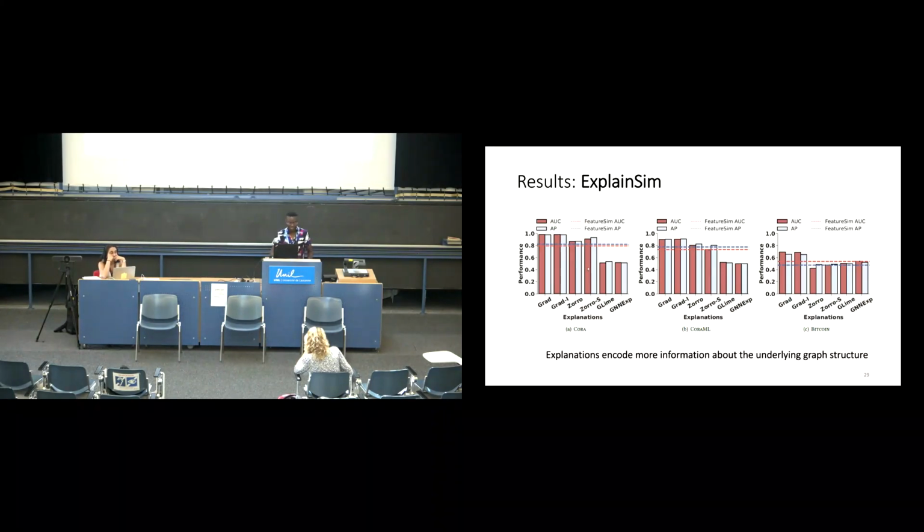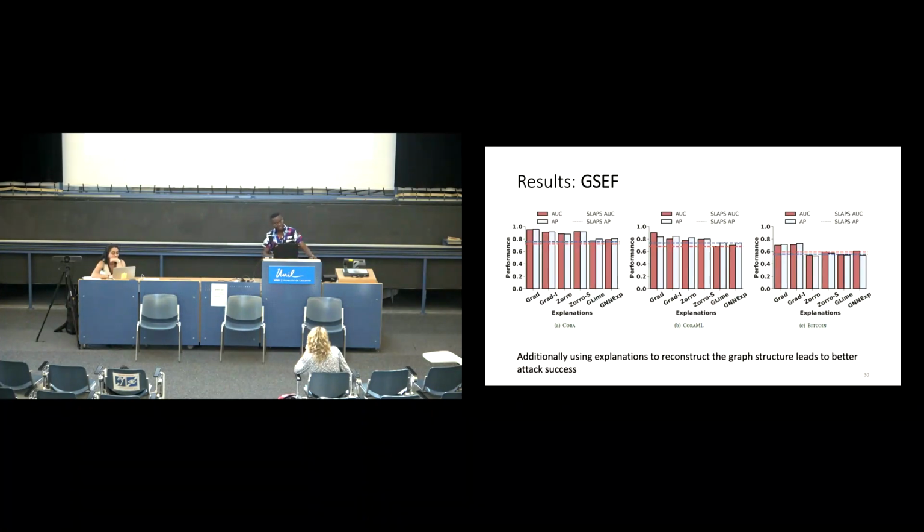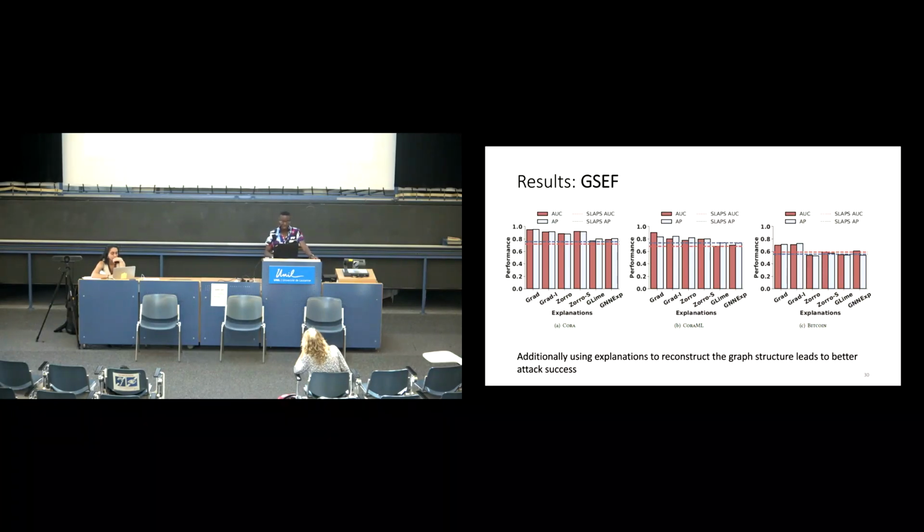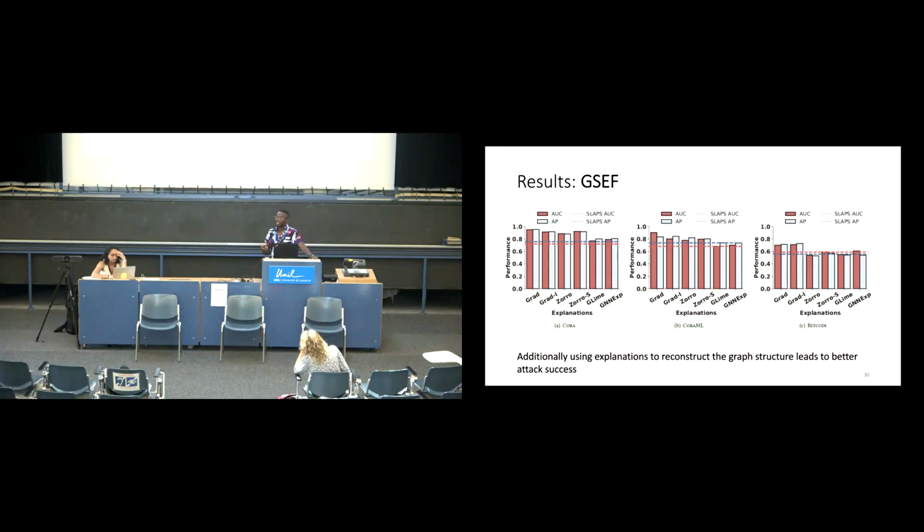All right, and if you can see from this feature similarity, which also uses the distance, we can see that in most cases, at the dashed lines, this explain sim performs better on most of the explanation methods. The same thing with this, which is in the case of the GSEF. So when you try to reconstruct the graph with your explanation, we can see that it leads to better reconstruction of the private graph rather than just using the graph structure learning approach, which is SLAPS in this case.